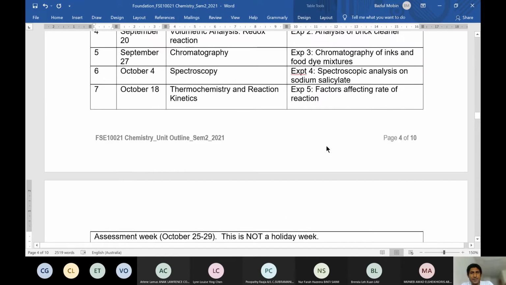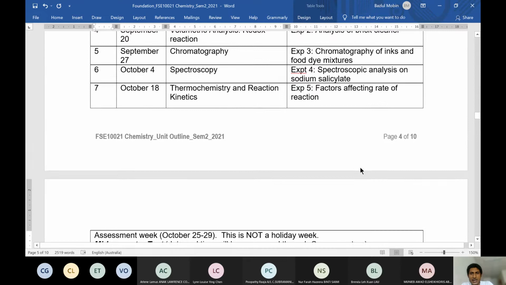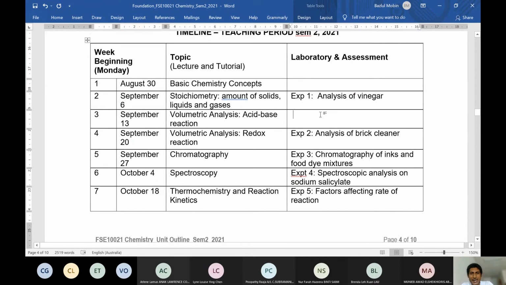Before that, I forgot that there will be a project. This project on renewable energy will be distributed on week 2. So it will be the renewable energy project distribution among the groups.